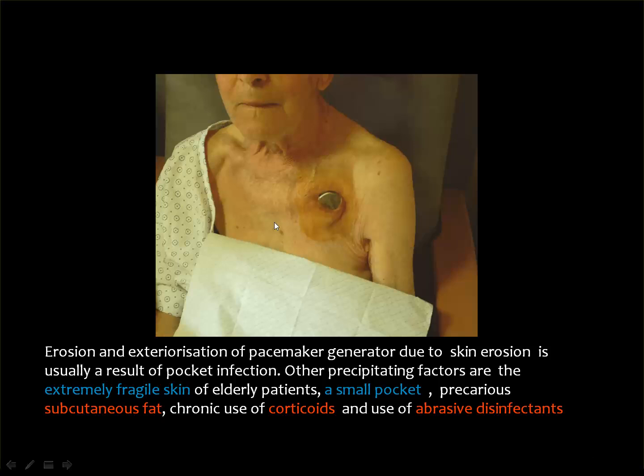Also, the pacemaker generator may erode the skin, like in this case. And actually, there are some predisposing factors that can lead to this complication. These factors include extremely fragile skin of elderly patients, a small surgical pocket, scanty subcutaneous fat, and the chronic use of corticosteroids or abrasive disinfectants, which may injure the skin and lead to this complication.